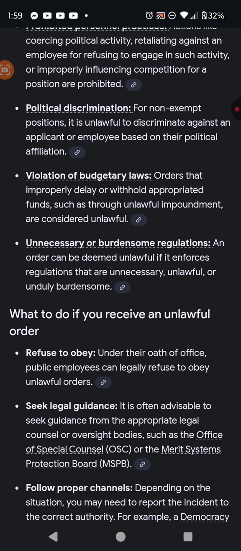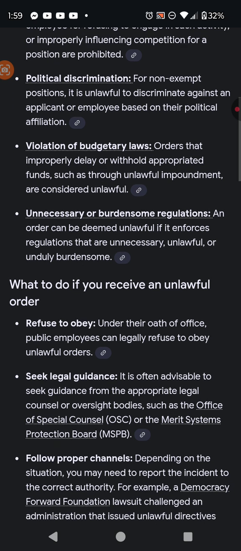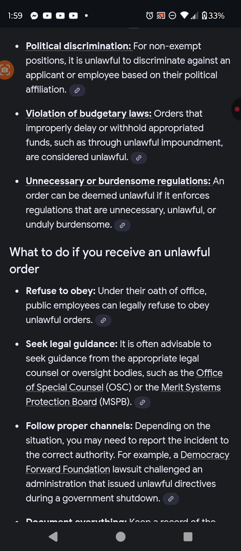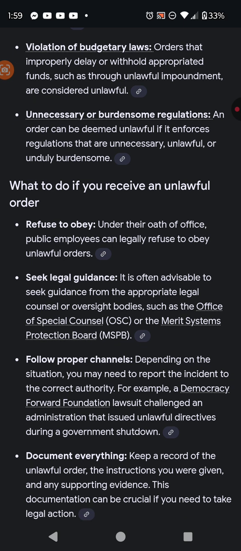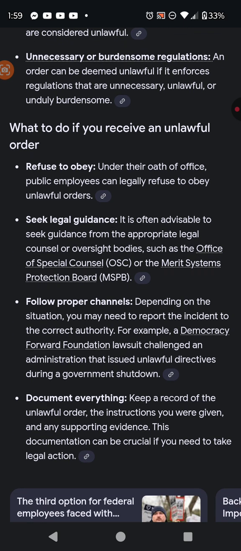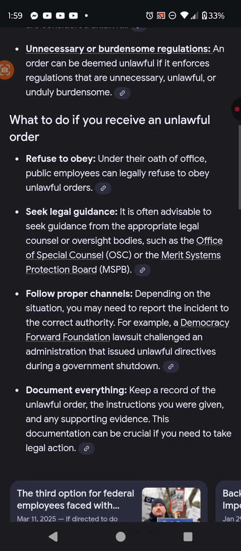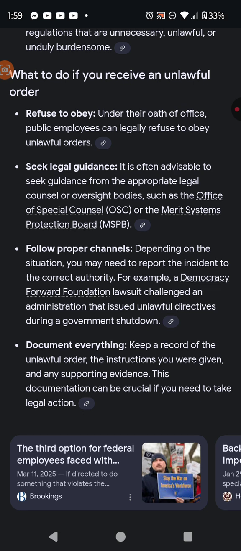Violation of budgetary laws: orders that improperly delay or withhold appropriated funds, such as through unlawful impoundment, are considered unlawful. Unnecessary or burdensome regulations: an order can be deemed unlawful if it enforces regulations that are unnecessary, unlawful, or unduly burdensome. What do you do if you receive an unlawful order? Refuse to obey. Under the oath of office, public employees can legally refuse to obey unlawful orders.